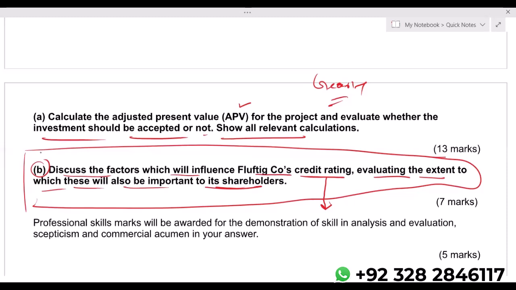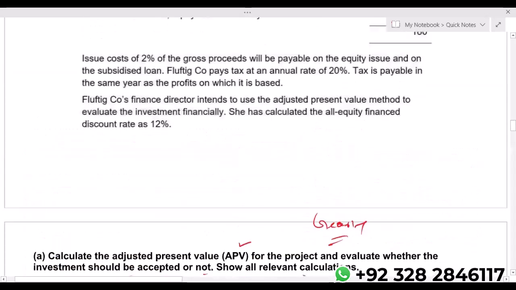I have shared this PDF in your WhatsApp group. Meanwhile, if you want, you can try part A. Otherwise, within 20 minutes, we'll resume the class. And before resuming the class, I'll drop the message in your respective WhatsApp groups. Okay, students, we are just required to calculate APV of this question.